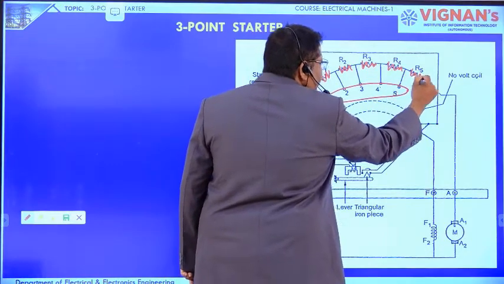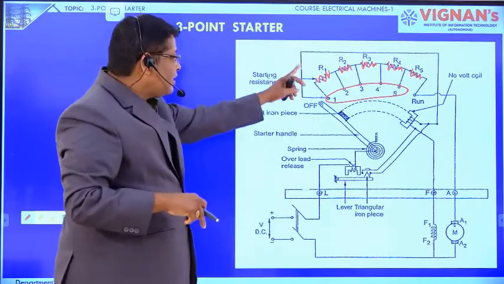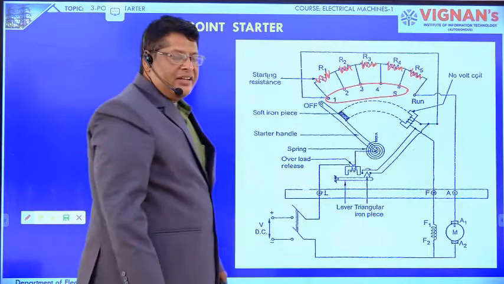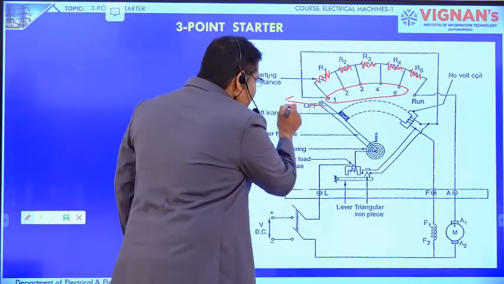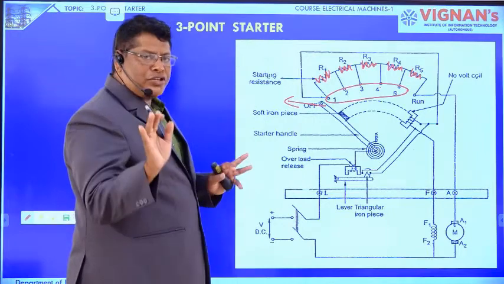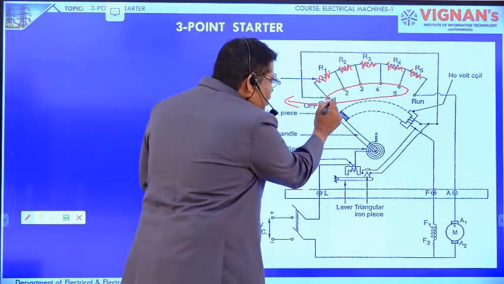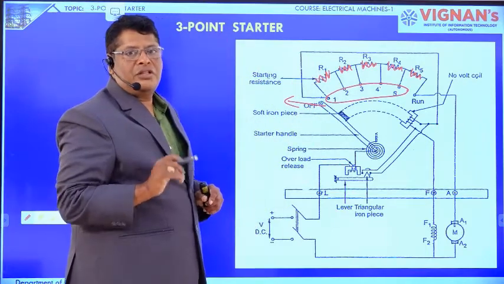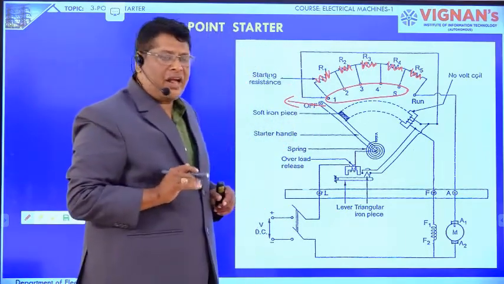In the previous diagram, you have seen some coils. Those are nothing but resistances. Across the studs, the resistances are connected in this manner. This is the handle. Off position is nothing but there is no electrical connection between the handle and stud 1. That is the off position.